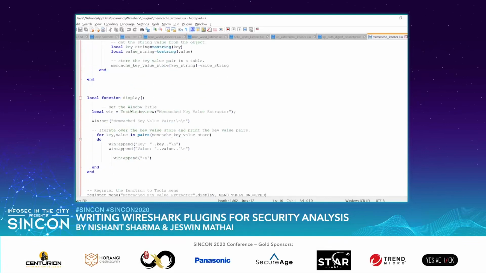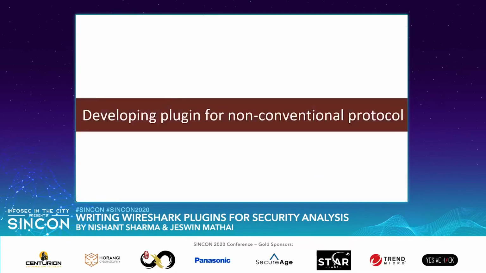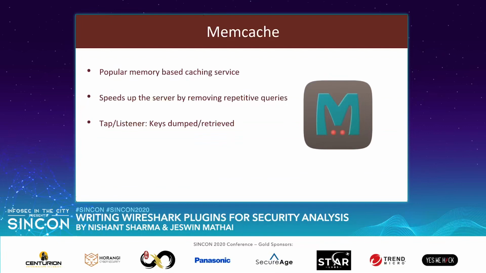And then the display part: you are creating a text window with a title, that is this, and then you are printing this line here, that these are the memcached key-value pairs, and then you will take each key and value and print it. And this one again is to register this function with the tools menu. So with this, we have covered the memcached as well as the SIP.